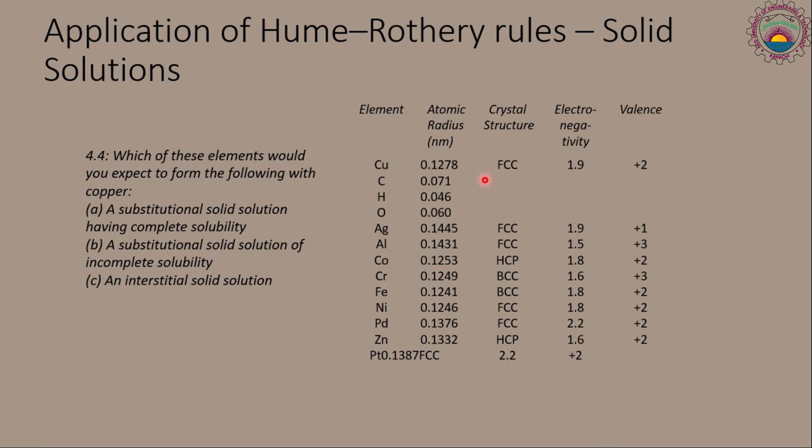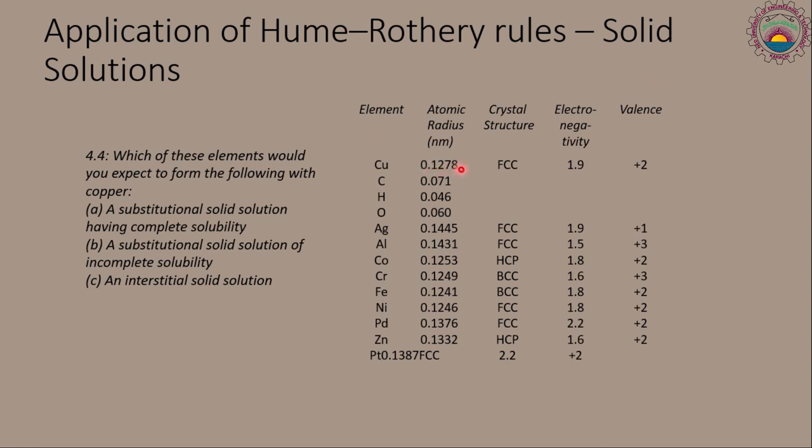We discussed the four factors. The first one, the atomic radius of the solute and the solvent shouldn't have a difference of more than 15%. Second, we discussed that they both should have a similar crystal structure. Third, there shouldn't be a big difference in electronegativity. If they have a greater electron affinity, they will react with each other and form a compound instead of a solid solution mixture. The last one, the solute should have a greater valency than the solvent one.